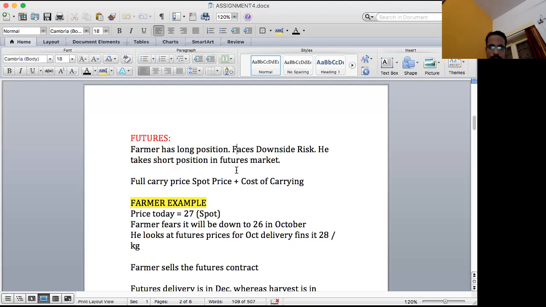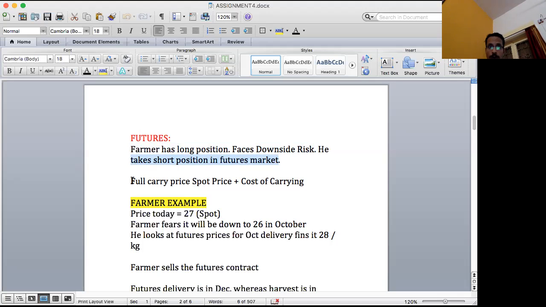So when we talk about futures, let us take an example of a farmer who is growing a crop. Now, this farmer is going to harvest in, say, 2 months and then sell. After 2 months, what will be the price? We don't know. So this farmer has a long position in the crop. He faces a downside risk, and that's why he takes an opposite, that is, a short position in the futures market. His spot position is long. His futures position is short.